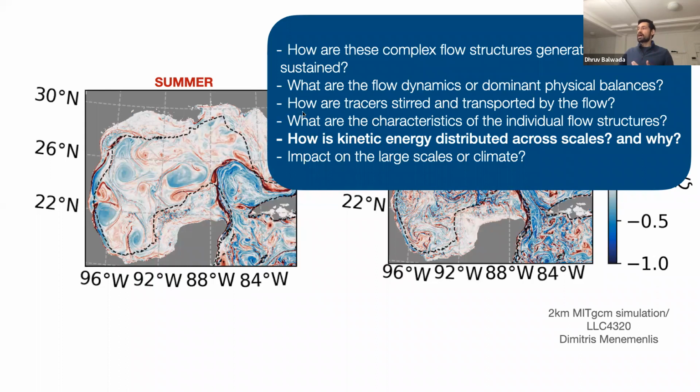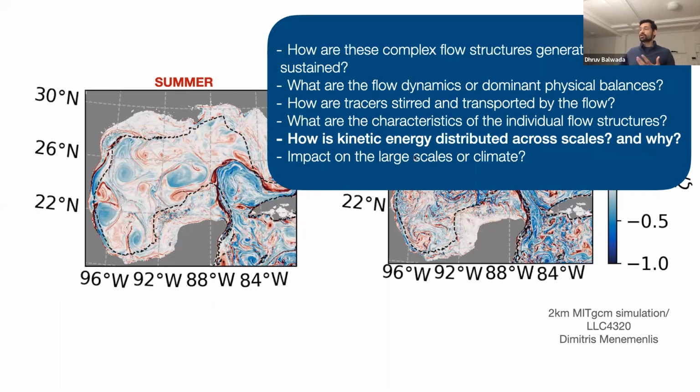Then obviously the question is, how are tracers stirred by these structures? Because we already saw an example of how phytoplankton forms all these interesting patterns. So there's stirring going on. We can ask what the characteristics of individual flow structures are. How would individual filaments or fronts behave, and what would the dynamics be over there? And one question that I'll be discussing through the rest of this talk is how kinetic energy is distributed across scales, why that distribution exists, and how that is maintained.